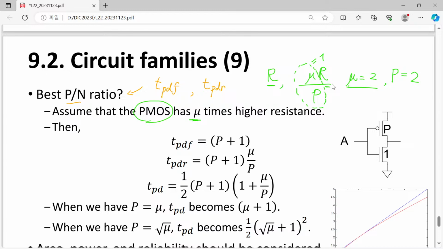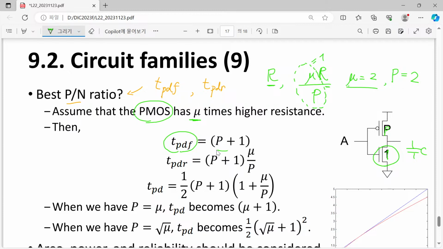Now let's try to do something. So this is propagation delay. Then propagation delay for falling edge. In this case, falling edge is given by the R over our transistor, times a certain C. Who decided this C? Actually, the sum of 1 and P determines the C. So can you understand? This is corresponding to the capacitance.